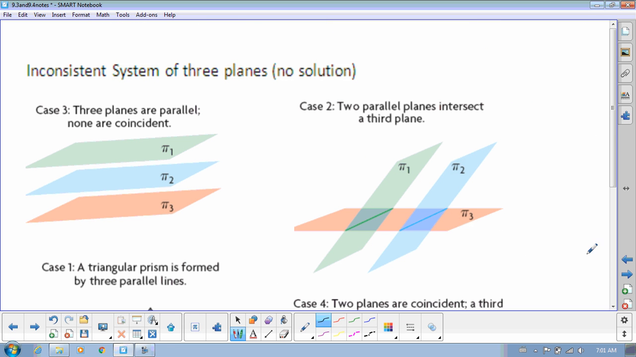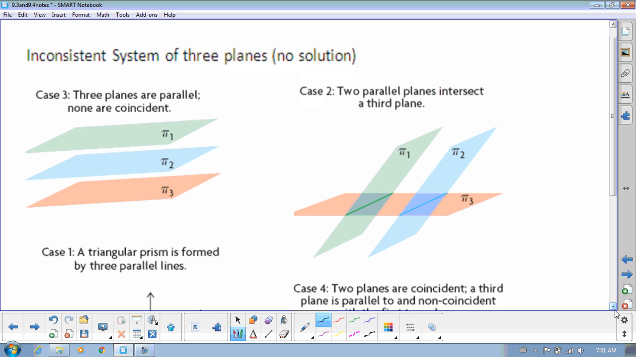Okay, so now the next part deals with inconsistent solutions. So these ones here, there is no solution because all three planes are not having contact with the same place at the same time. So our first one, you can see, they're all parallel. So the normals are the same, but the d values are not multiples. So there's no solution.